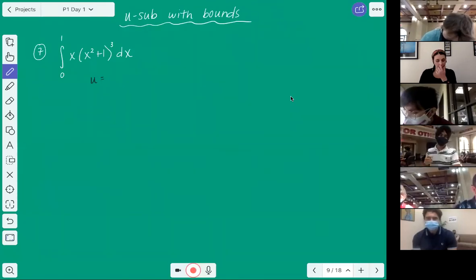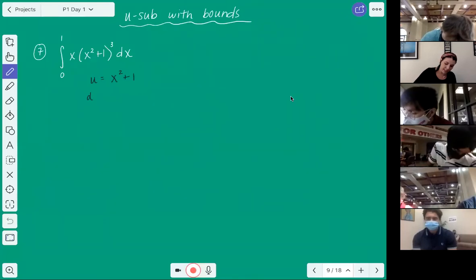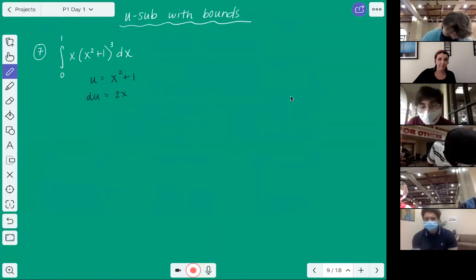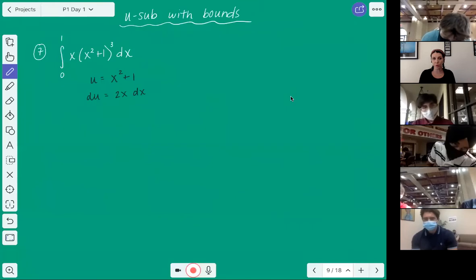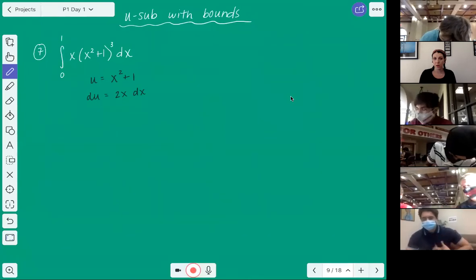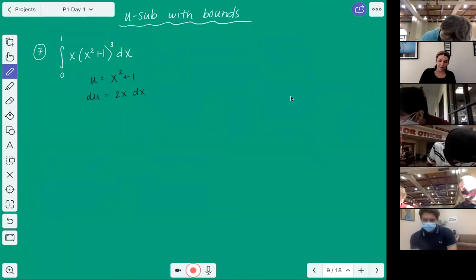X squared plus 1. You're exactly right. X squared plus 1 would be my U. What would my DU be equal to, Ben? 2x. 2x what? Dx. Perfect. Remember, we're writing it in our differential form. Okay, now I don't have a 2x dx, Ben, so what am I going to do with that 2? Divide the 2. Perfect. So I have 1/2 du equals x dx.